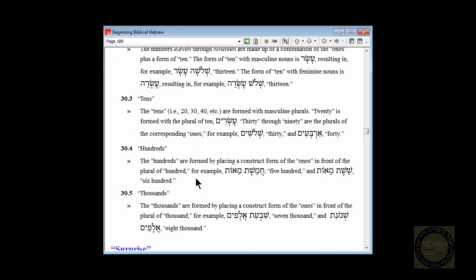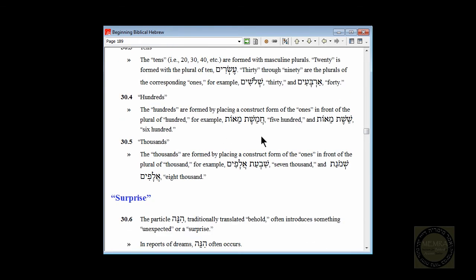Okay, so just read through this. Hundreds, the word for hundred is me'ah. So when it's plural, it'll be me'ot. So here we have chameshet, 5 hundreds would be 500 in English. Thousands, Hebrew does the same thing as it does with hundreds, except the word for thousand is elef, and of course in plural it would be alafim. So shivat, 7 thousands would be 7,000 in English.